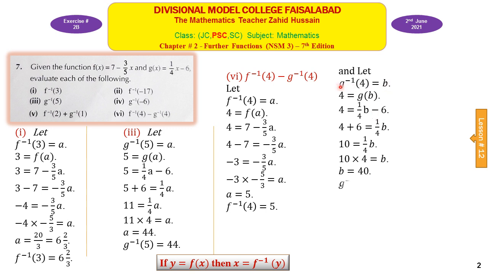Because b is replaced with g inverse 4, we get g inverse 4 is equal to 40. Now we are asked to find the difference between these two values. We have found the value of f inverse 4, which is 5. We have found the value of g inverse 4, which is 40. So writing this expression and putting the values and solving this, we get minus 35. So value of f inverse 4 minus g inverse 4 is equal to minus 35.